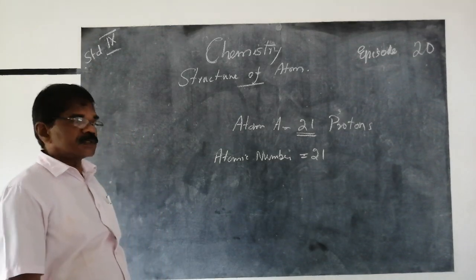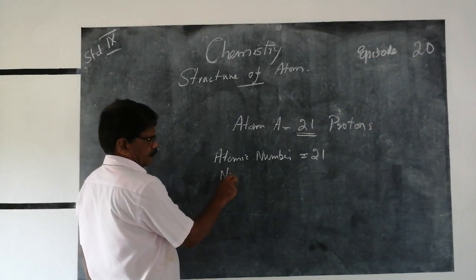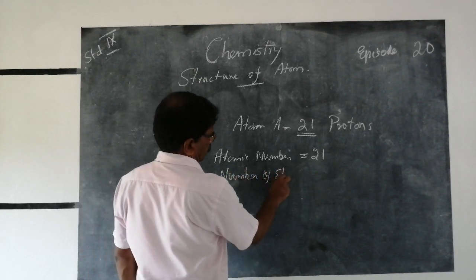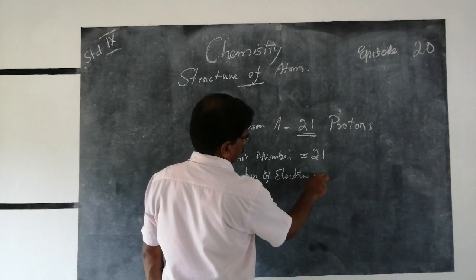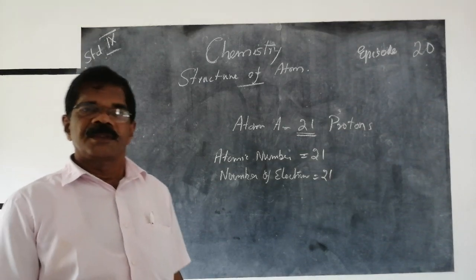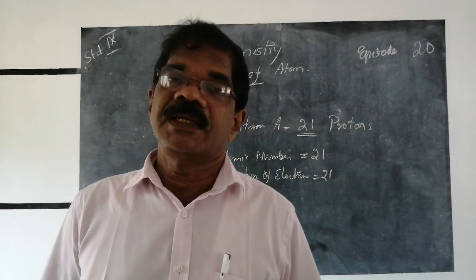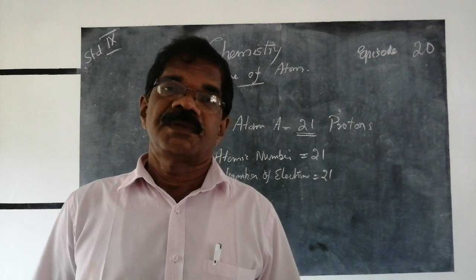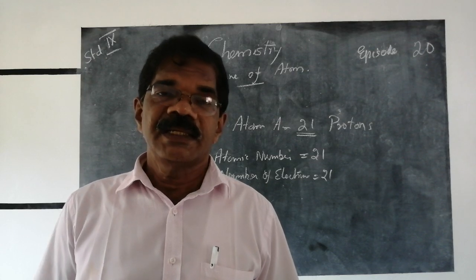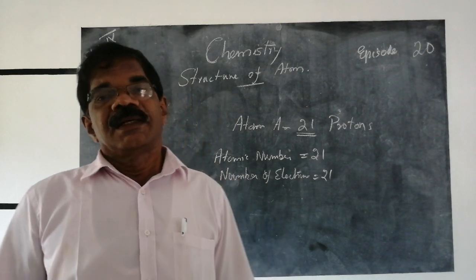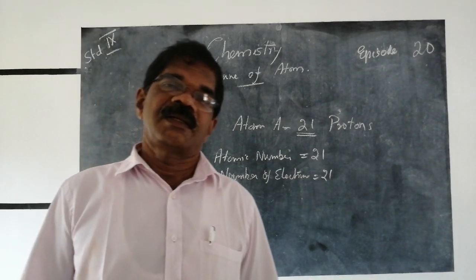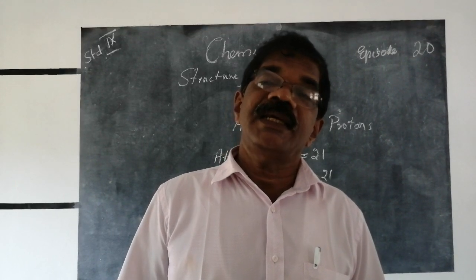Then what is the number of electrons? Number of electrons is equal to 21. In every atom, the number of protons and the number of electrons are always the same. If there are 21 protons, there are also 21 electrons. Hence, the atoms are electrically neutral. Positive charge and negative charge are equal.